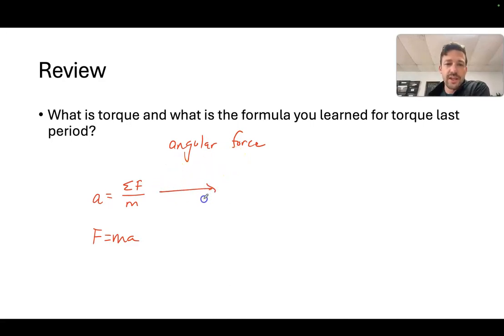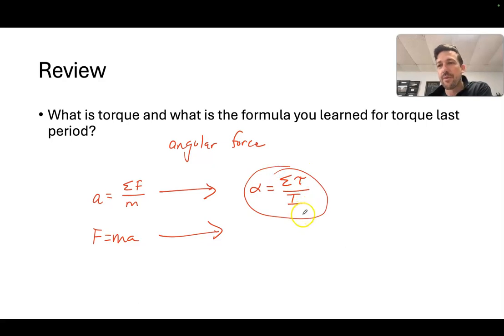So, how we wrote that last time I saw you guys was angular acceleration instead of acceleration is equal to the sum of the torques divided by the moment of inertia. That's what angular mass is, remember? Okay, and that is the way that they write it on the AP exam formula chart.